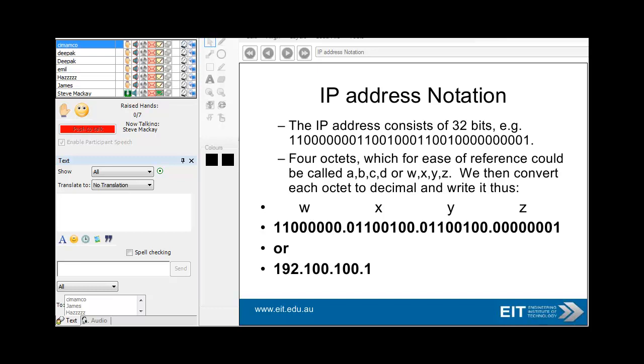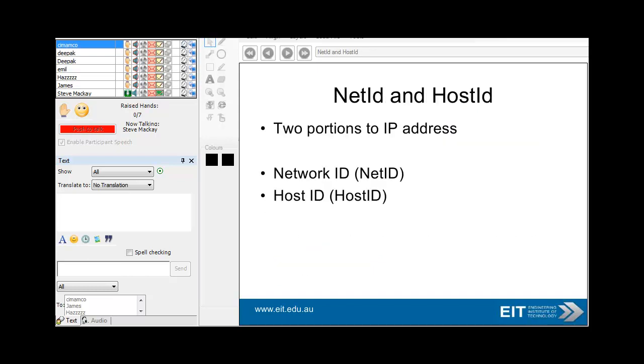An IP address is 32 bits. As I said, it's broken up into a host and a net ID, and you often see it referred to as dotted decimal notation. Two parts.